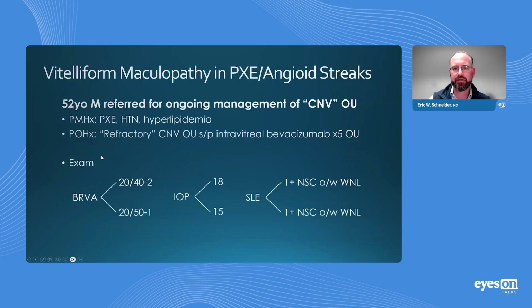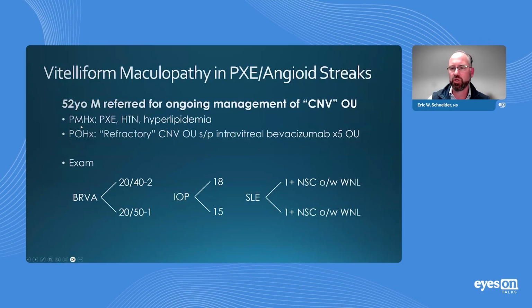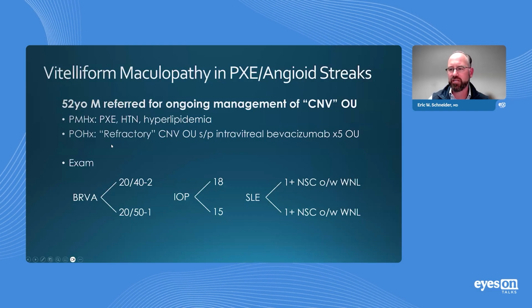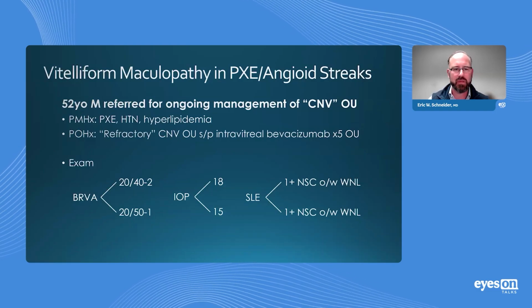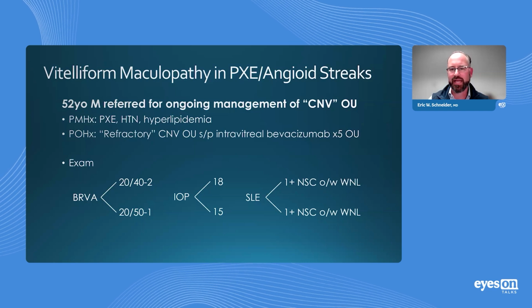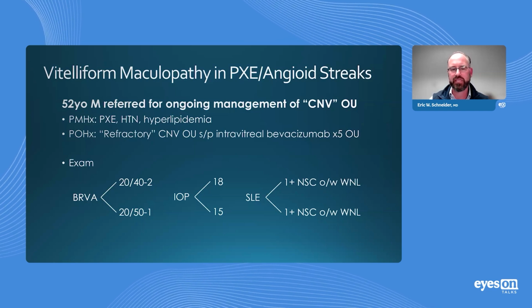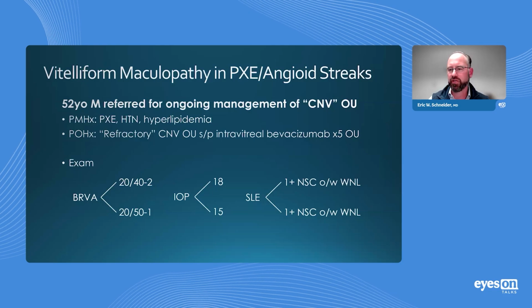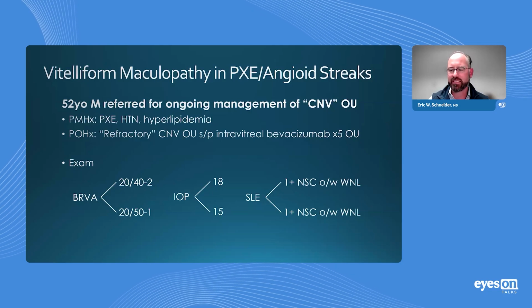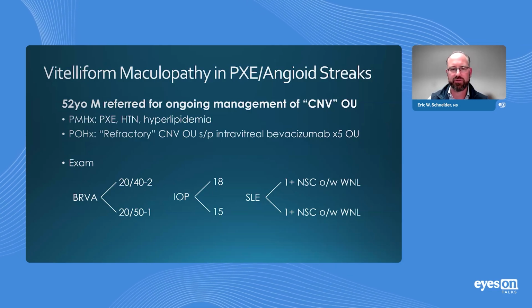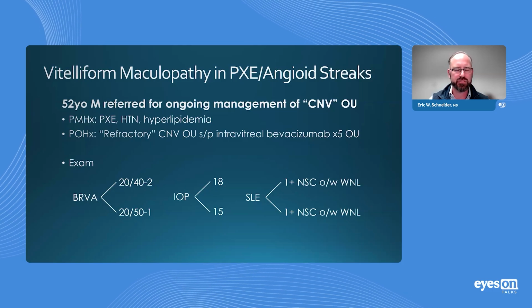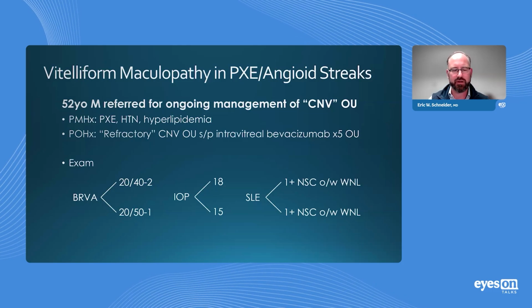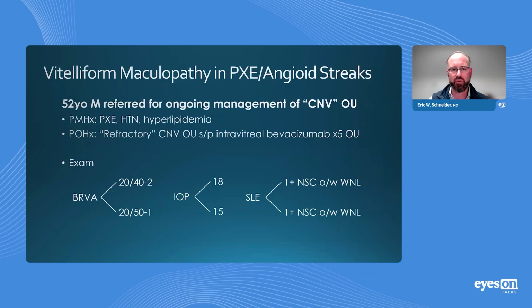So this is a patient who presented to me at 52 years old and was referred for ongoing management of choroidal neovascularization in both eyes. He had a past medical history significant for pseudoxanthoma elasticum as well as hypertension and hyperlipidemia. He had been referred from an outside practice. He had moved to the area after receiving 5 intravitreal bevacizumab injections in both eyes, and the notes indicated that he had what they characterized as refractory CNVs in both eyes.